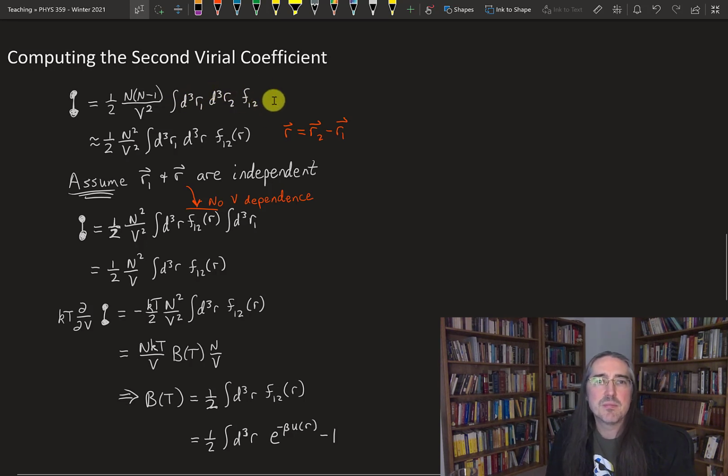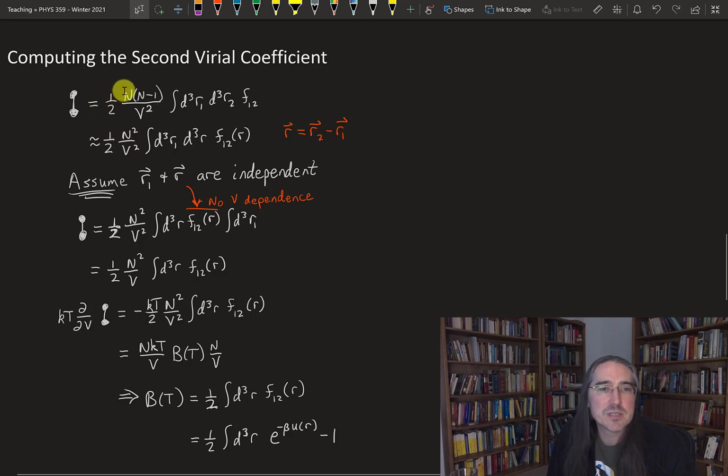Now, the Mayer function, or the f function, which is easier to remember than Mayer's name, is e to the minus beta u, all of that minus 1. We're not going to put a value into that. Essentially what we're going to do is set this integral up, and then we have to stop, because you have to specify an interaction potential before you can actually do the integral.